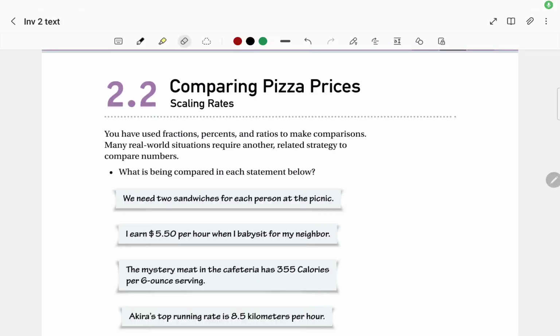Take a look at 2.2, comparing pizza prices and scaling rates. Now, we have used fractions, percents, ratios to make comparisons, to make good decisions. And now we're going to be continuing that, but answering different, probably more complex questions, okay?